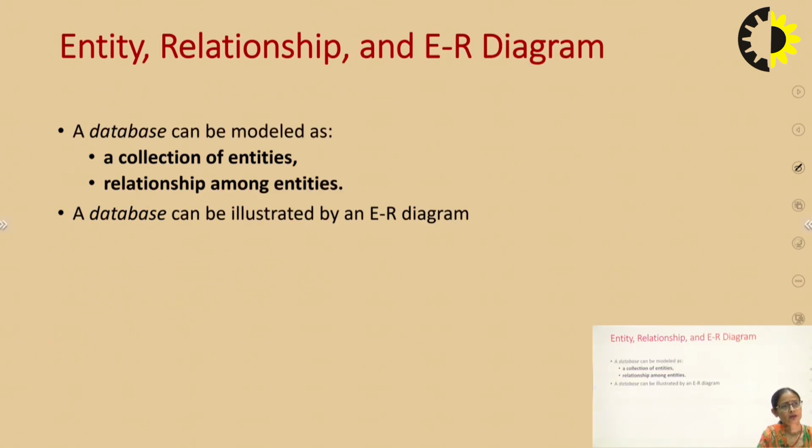So basically, what is a database? We have already seen what is a database. So if we define database in terms of ER diagram, then we could say it is a collection of entities and the collection of relationship among entities. That is how one entity is related to another entity if there exists a relationship among them. Then we define the database according to that. So a database can be illustrated with the help of ER diagram.